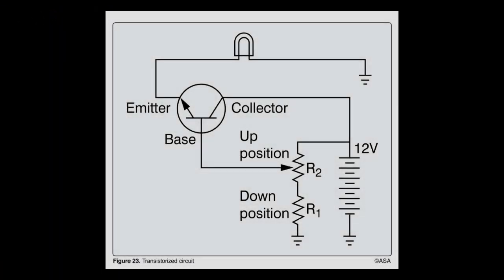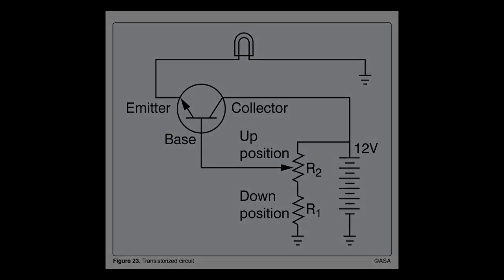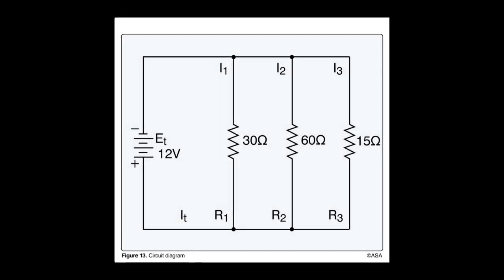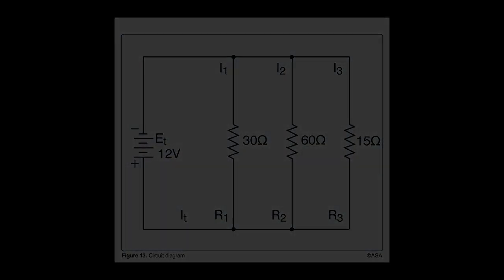Refer to Figure 23. If an open occurs at R1, the light cannot be turned off. Refer to Figure 13. Determine the total current flow in the circuit. 1.4 amperes.